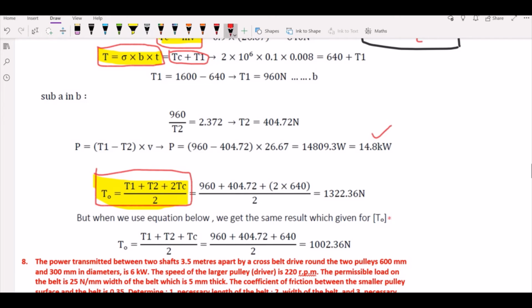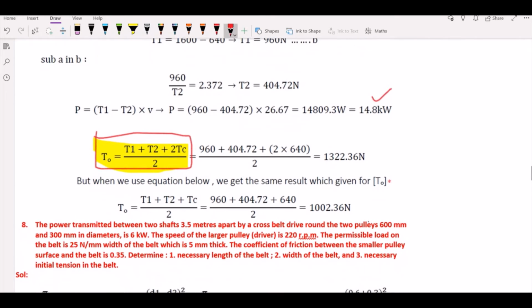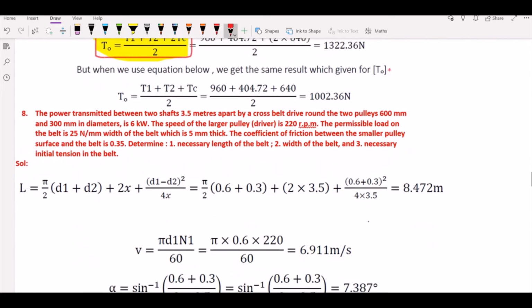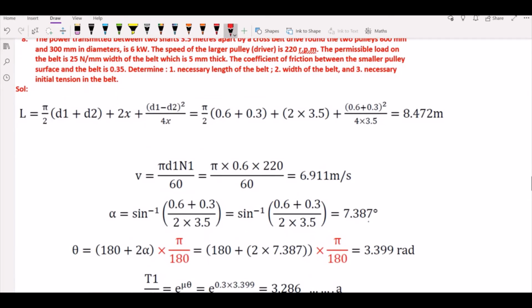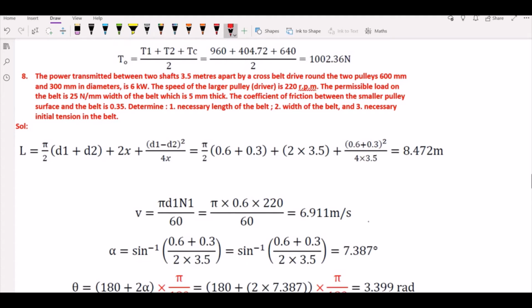Next, shall we move on to the next problem? That is problem number 8. The power transmitted between two shafts 3.5 meter apart by a cross belt. Previously the problems were related to the open belt. Now we are trying to calculate the problems related to cross belt. Underline this, cross belt. So cross belt round two pulleys, 600 mm and 300 mm in diameter, and 6 kilowatts.